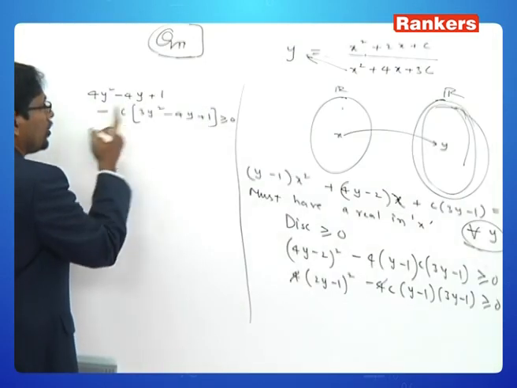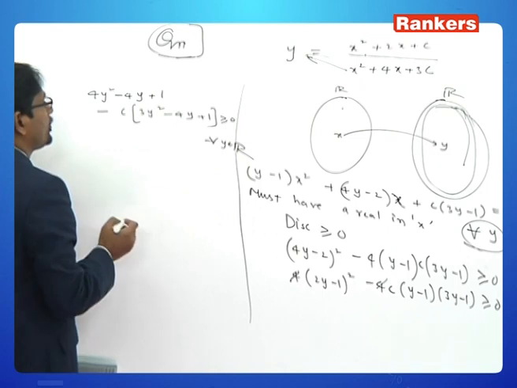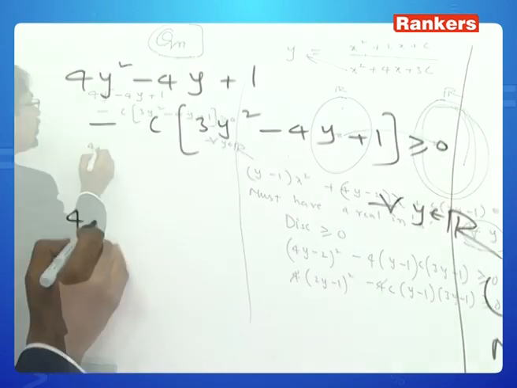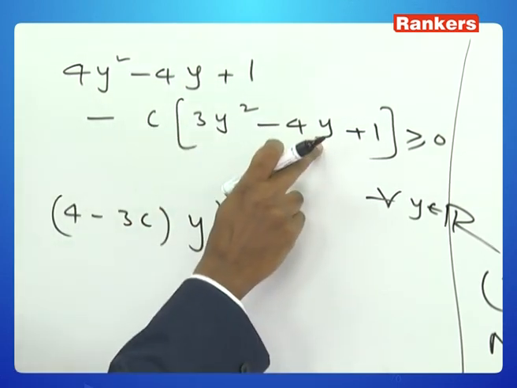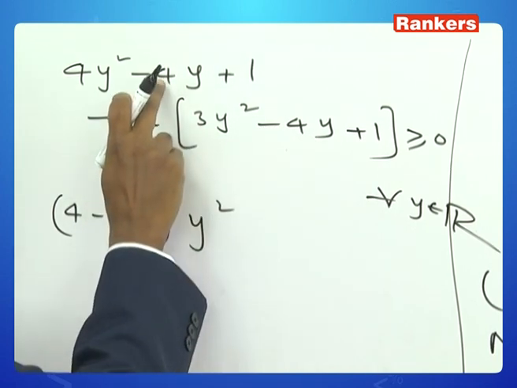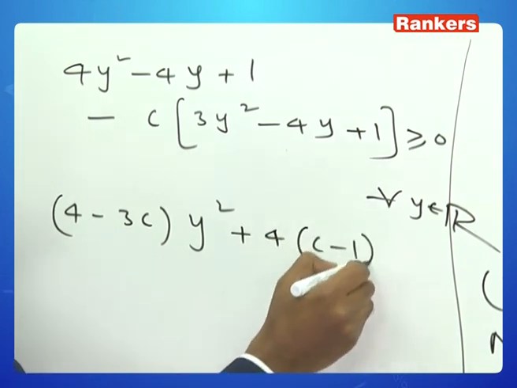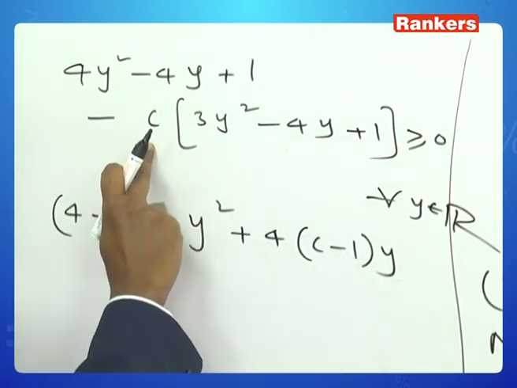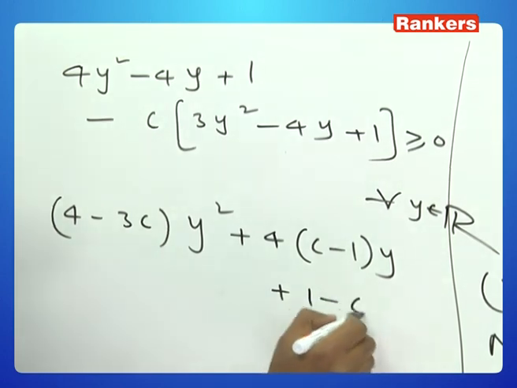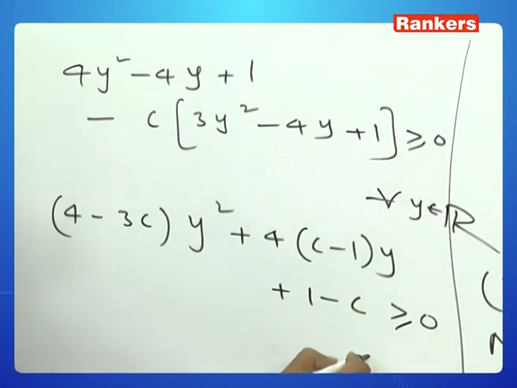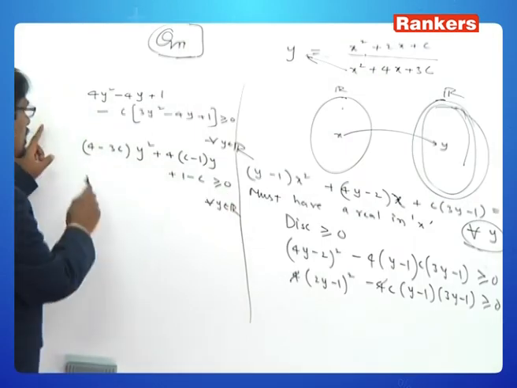So what does it give me? I want this to happen for every y real number, for each y real number. So we will rewrite this in the form of 4 minus 3c as a quadratic expression in y, plus 4y plus 4cy minus 4cy. So plus 4 into c minus 1 into y. Okay, minus c plus 1 there. So we will write it as 1 minus c greater than or equal to 0. I want this to happen for each y real number. Now this is a quadratic expression in y.